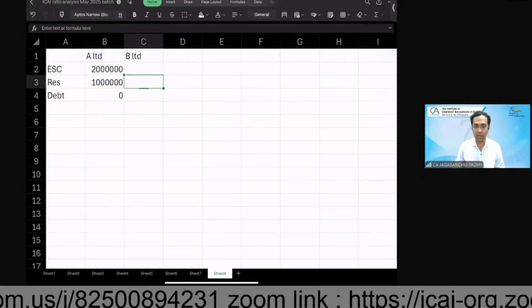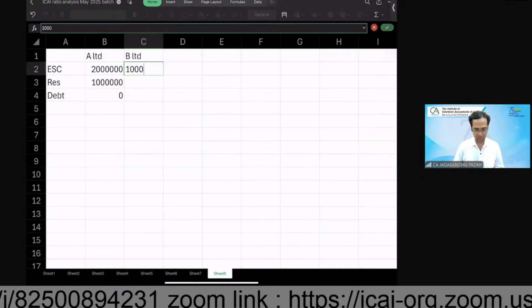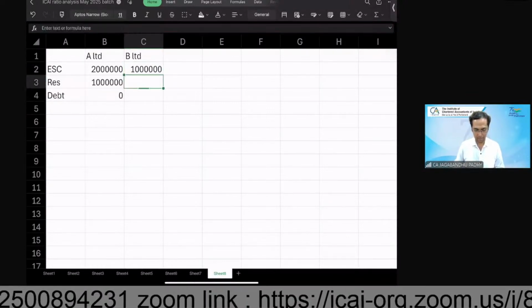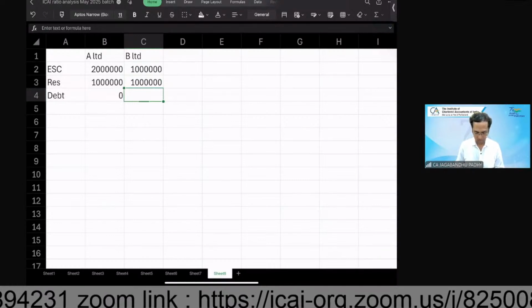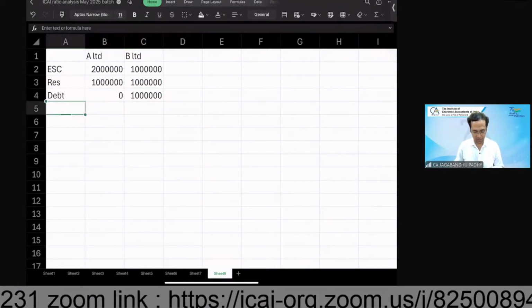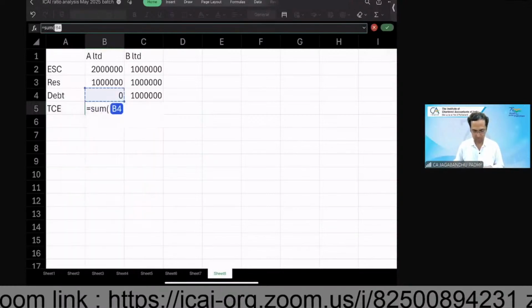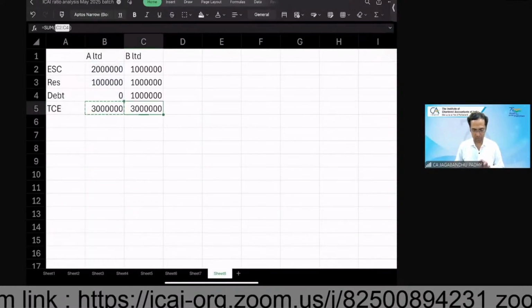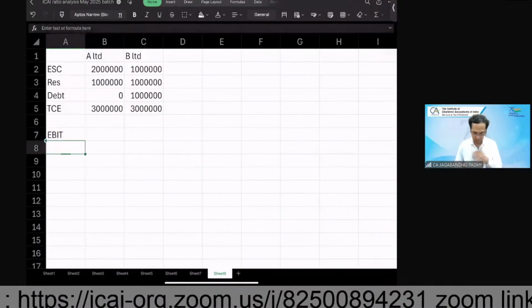Debt is 0 in case of B, as in case of A. In case of B, it is 10 lakh of equity, 10 lakh of reserves, and 10 lakh of debt. So total investment made by them in their business is 30 lakhs. Now we have got EBIT.